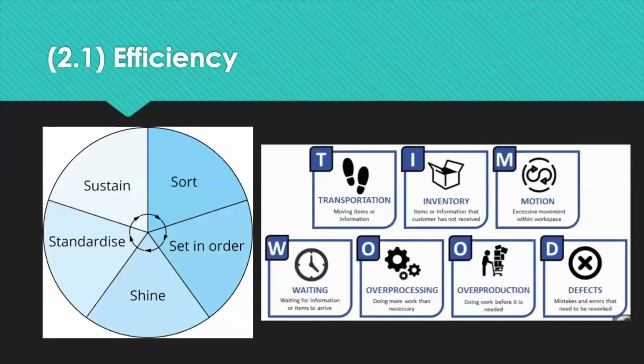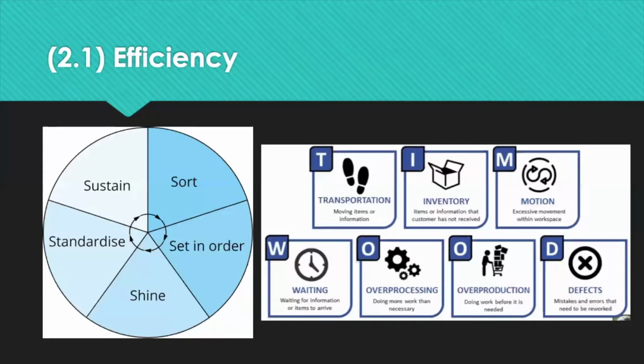M is motion, which is excessive movements within the workplace. So when you're laying out your warehouse, you want to put things that you use regularly nearest the front and things you use less regularly nearest the back. W for waiting. This is waiting for information to arrive, items to arrive, or even waiting for somebody to approve something. The first O for over-processing, doing more than you actually necessarily need to do. So that could be adding something to the top of the product, like a ribbon or a bow that the customer just doesn't value and throws away.